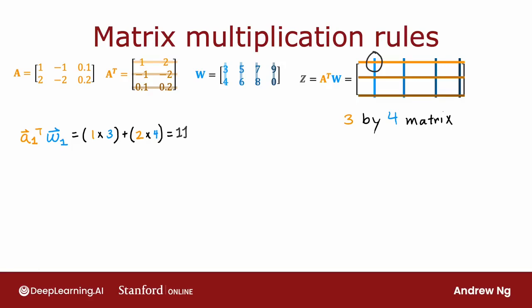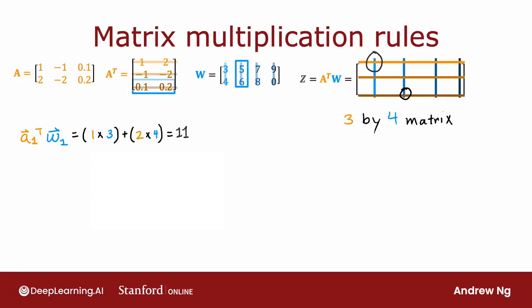Let's look at the second example. How would you compute this number, this element of Z? So this is in the third row, row 1, row 2, row 3. So this is in row 3 and the second column, column 1, column 2.